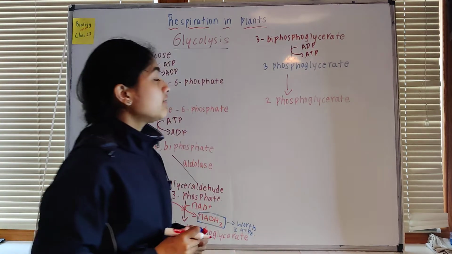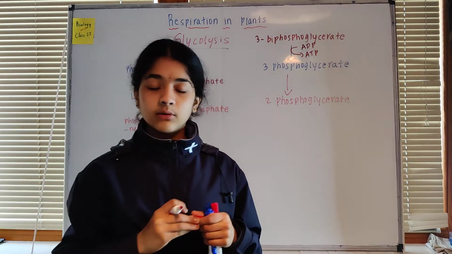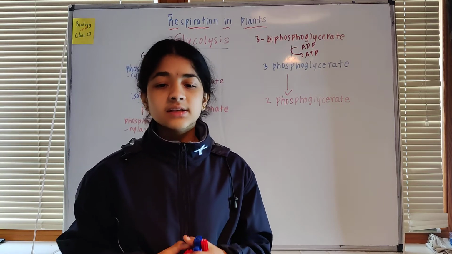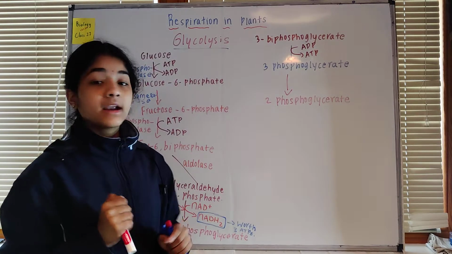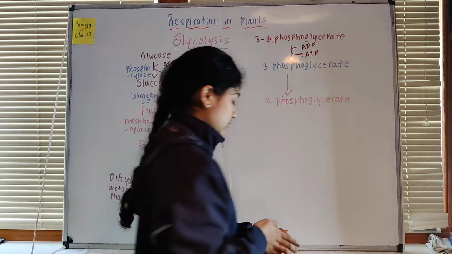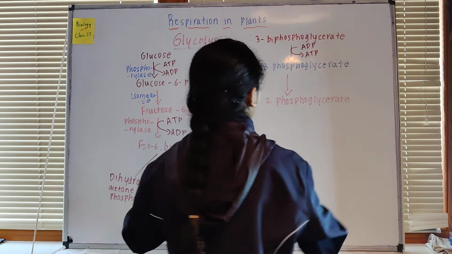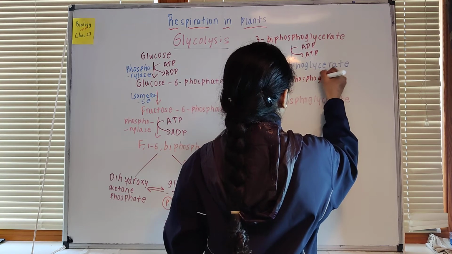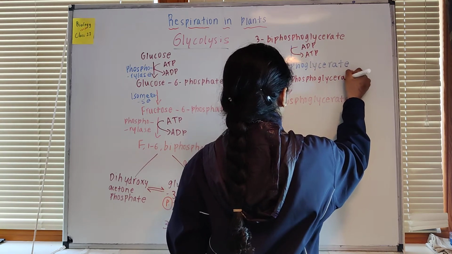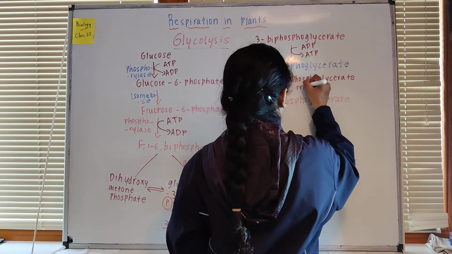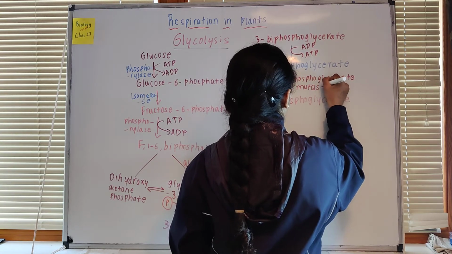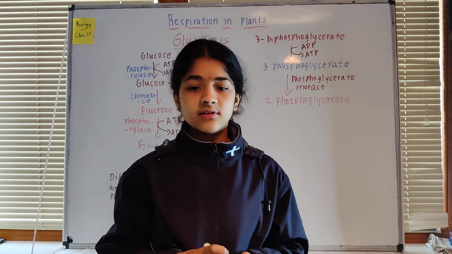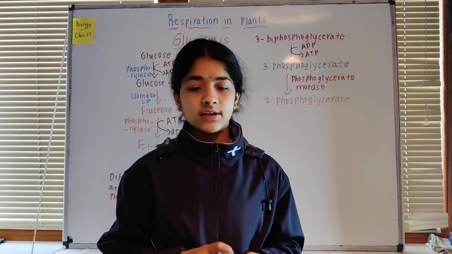Now 3-phosphoglycerate is converted into 2-phosphoglycerate. Here the enzyme is phosphoglycerate mutase. This is the enzyme which helps in the reaction of 3-phosphoglycerate into 2-phosphoglycerate.